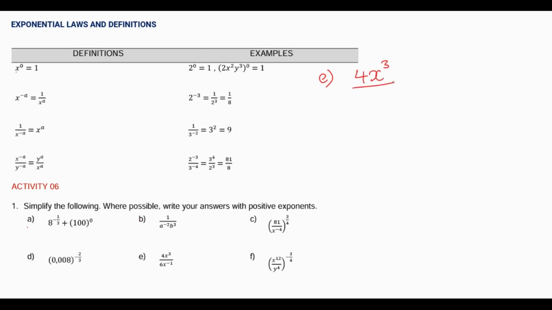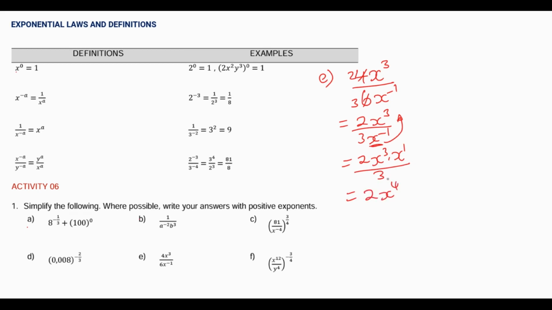4x cubed over 6x to the power negative 1. We can simplify the coefficients here. Divide by 2, we get 3. Divide by 2, we get 2. There are two ways we can simplify this. We remain 2x cubed, then 3x to the power negative 1. Okay, let's start by moving this power. So it goes up, becomes 2x cubed times x to the power 1 over 3. Then becomes 2x to the power 4. Multiplying powers at the same base, we add the exponents. Okay, that's the answer there, right?